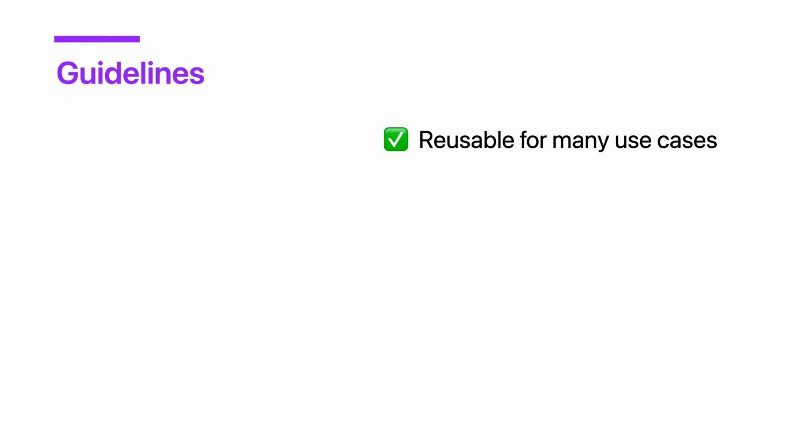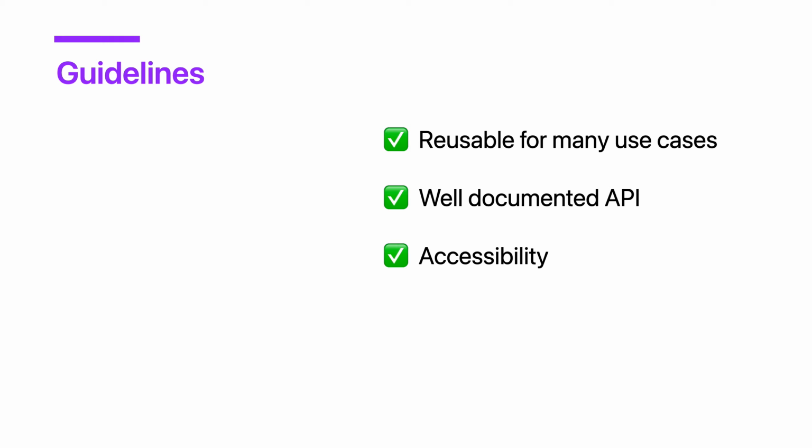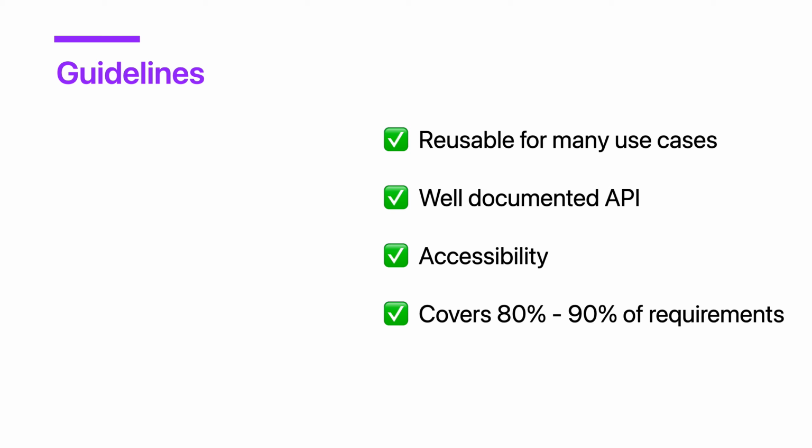So what should you do? Well, you should build components that are reusable for many use cases. You should have a well-documented API for the properties that you're exposing. They should be built with accessibility in mind, so that the components support VoiceOver, Voice Control, dynamic font sizing, etc. out of the box. You should aim to cover 80 to 90% of requirements. So let me explain this a little bit.